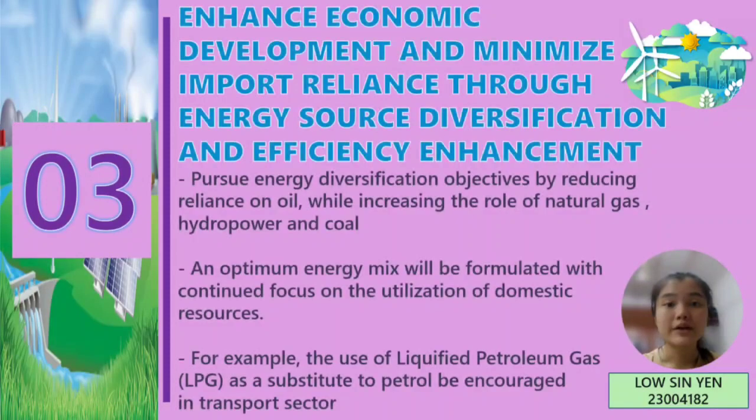The third economic direction of the Fifth Malaysia Plan is to enhance the economic development and minimize the import reliance through economic source diversification and efficiency enhancement. First of all, they will pursue the energy diversification objectives by reducing the reliance on oil while increasing the role of natural gas, hydropower, and also coal. An optimal energy mix will be formulated with continued focus on the utilization of domestic resources. For example, the use of liquefied petroleum gas, which is the LPG, as a substitute to petrol will be encouraged in the transport sector.